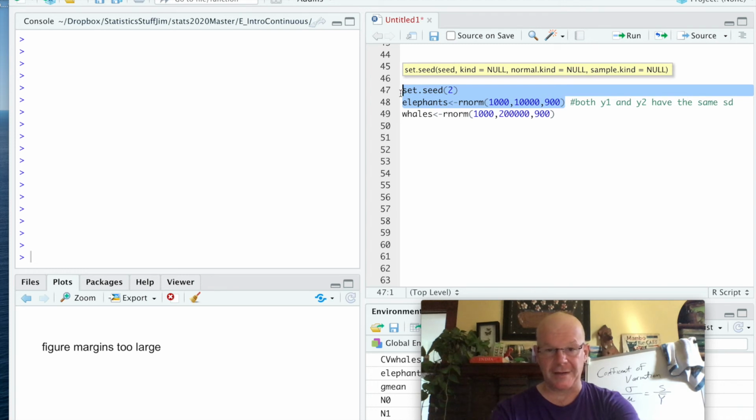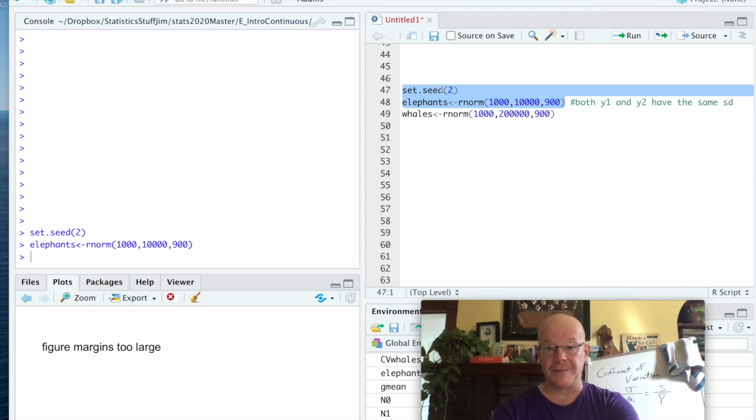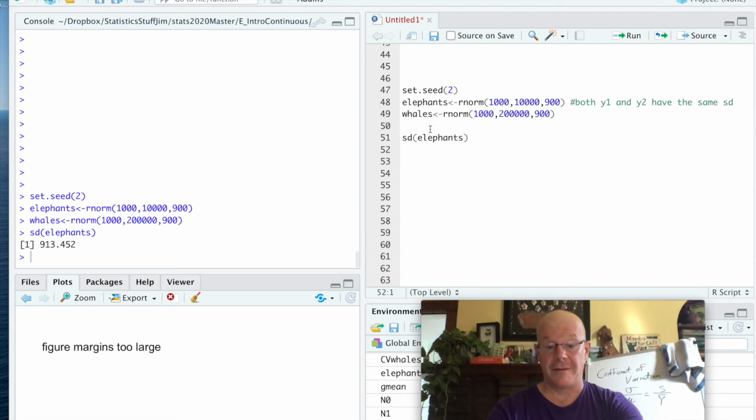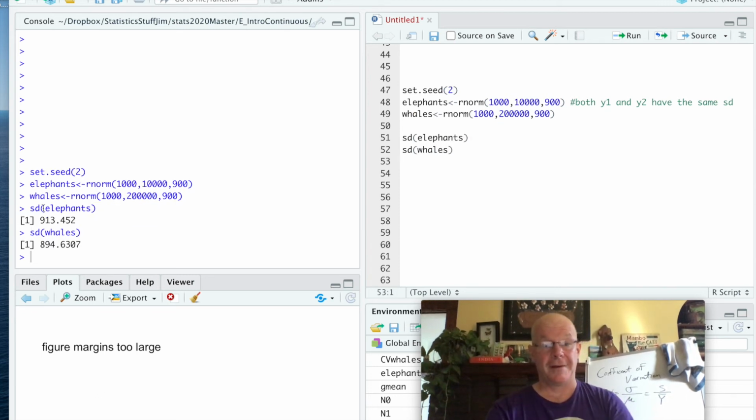And since I'm simulating data, I'll set the seed, so that way everybody will get the exact same answer. And then I'll do the same thing for whales, except here we're going to say that whales have a mean of 200,000 pounds, but we're going to give it the same standard deviation. And so if we were to look at those standard deviations, let's look at the standard deviation of elephants, and then let's also look at the standard deviation of whales. Okay, they're both pretty darn close to what we said it was going to be, which was 900.